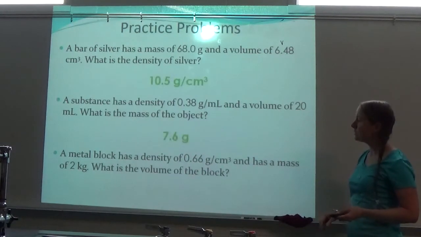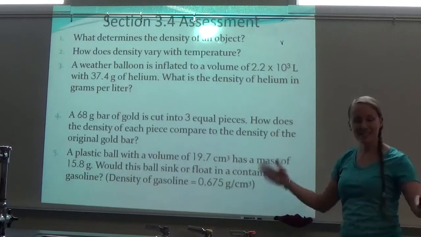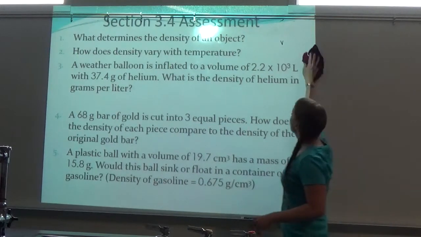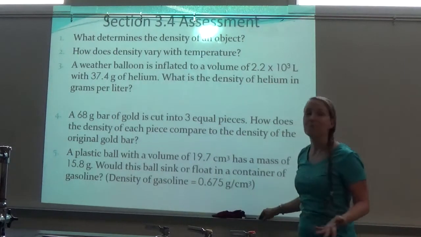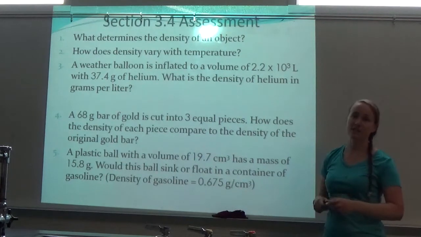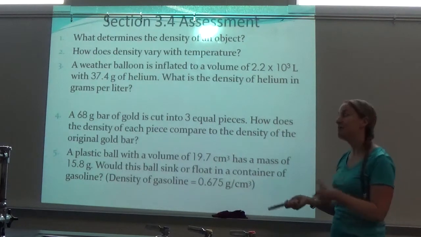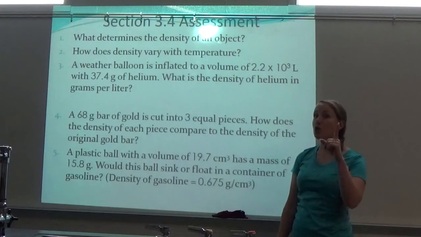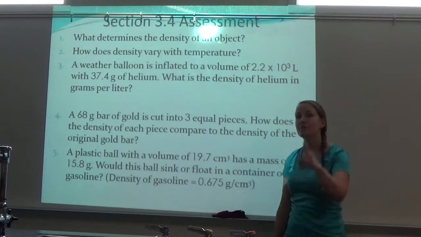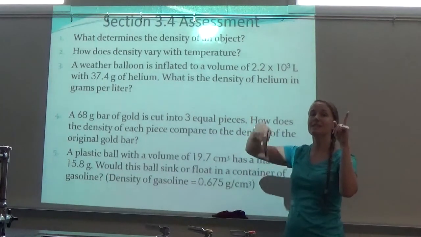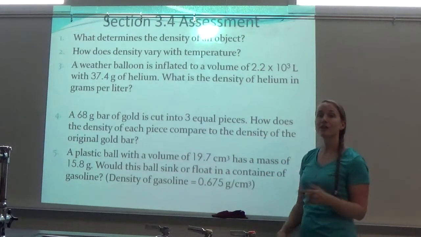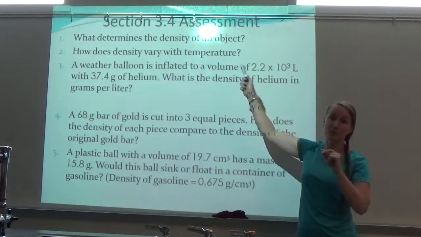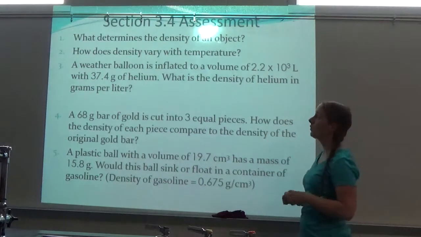So here are my answers and section assessments. See, this section actually wasn't a million slides long. So what determines the density of an object? Well, the mass and the volume, because density equals mass over volume. So it's the ratio of the mass to the volume. How does density vary with temperature? Normally, as temperature increases, density decreases. Or you can say they're indirectly or inversely proportional. However, remember, the exception is water, because ice floats on liquid water.